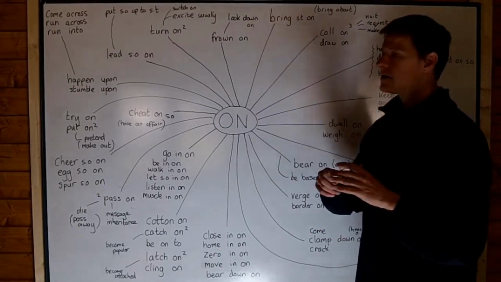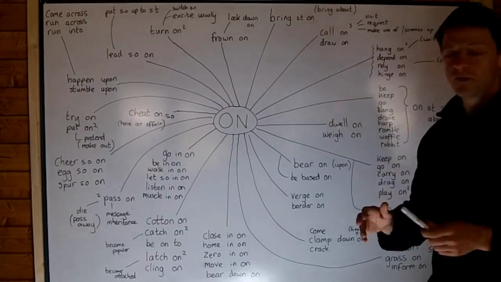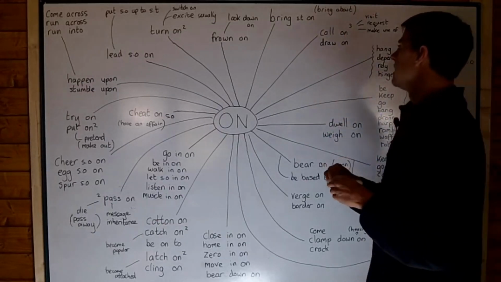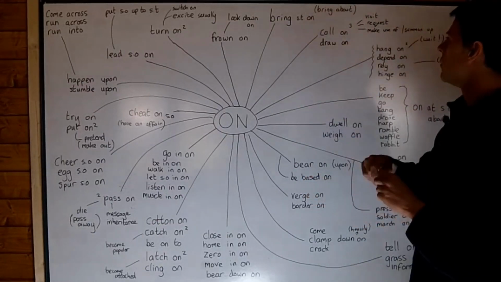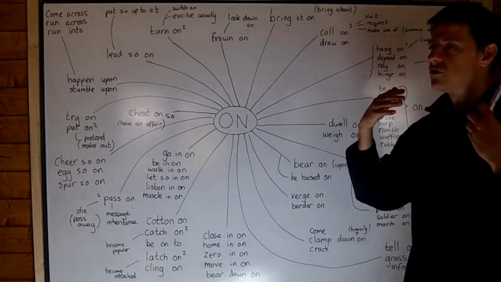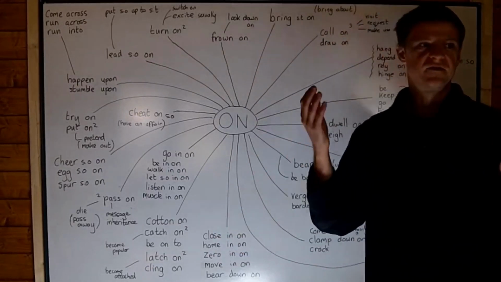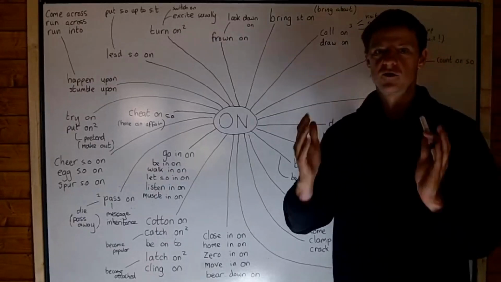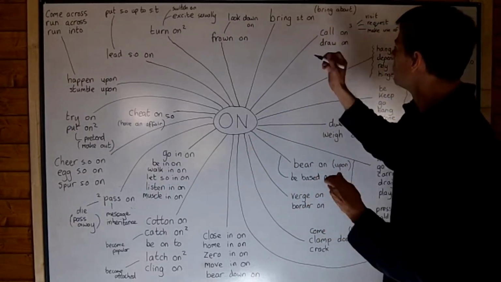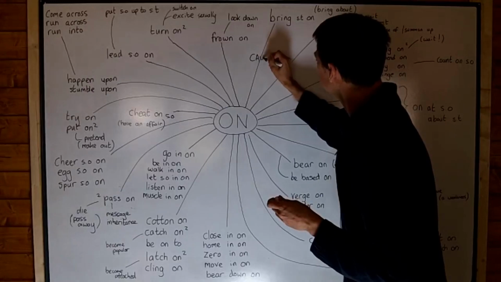So let's start with bring something on, which was in phrasal verbs with bring. If you bring something on, you bring it about. You cause it to happen. If something is brought on, it is caused to happen. So this is all about cause and effect, this one. It gives you a cause.